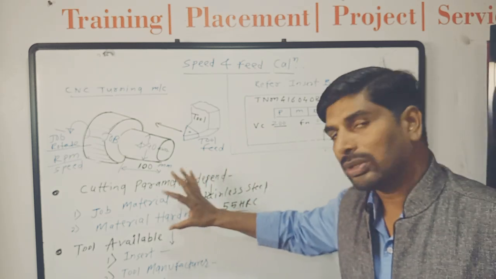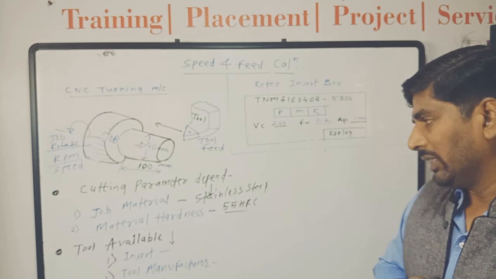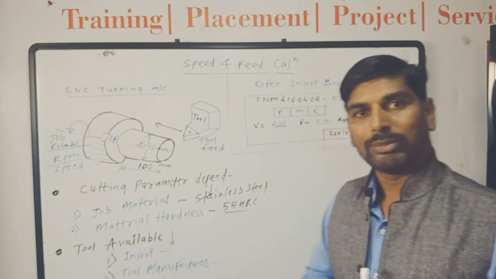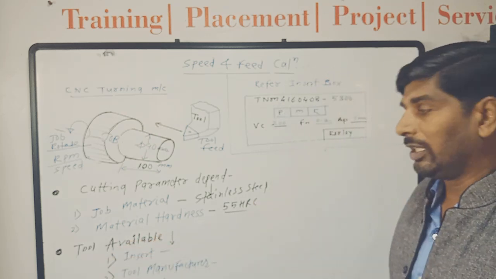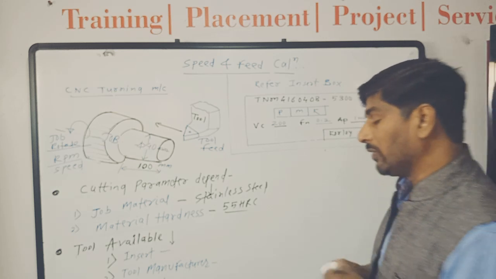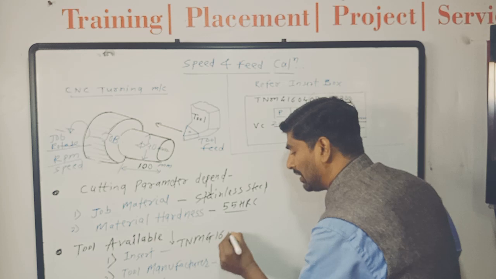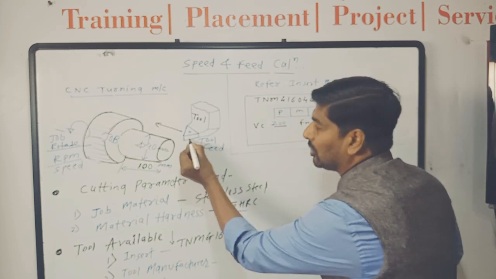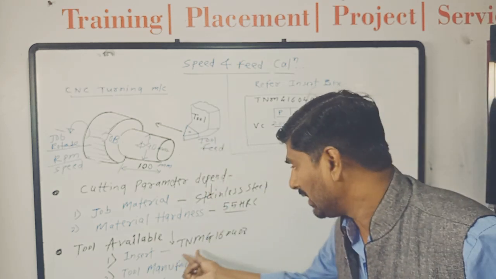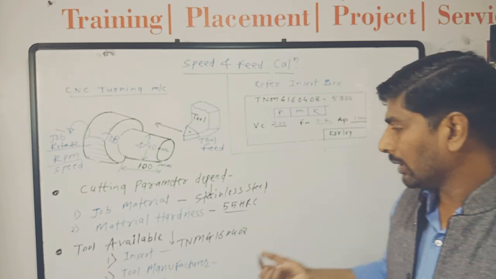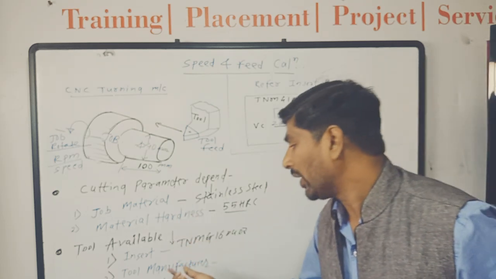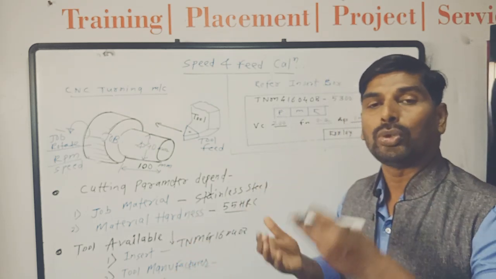Once you know these two things, the third thing to find out is the tool available. It means I have one tool available with me. Suppose I call this tool TNMG 160408. The tool is coded like this, TNMG. Then the next factor to find out is which company's tool you are using.